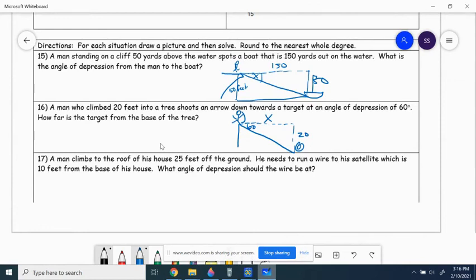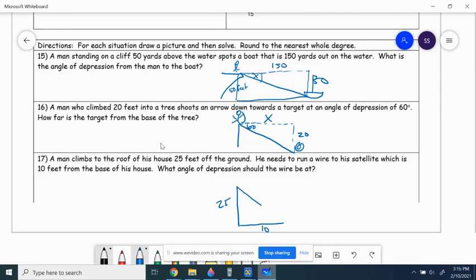And 17: a man climbs to the roof of his house. It's 25 feet off the ground. He needs to run a wire to his satellite dish, which is 10 feet from the base of his house. What is the angle of depression? Okay, so let's see. Here's his house. That's 25 feet off the ground, and he needs to run a wire that's 10 feet.